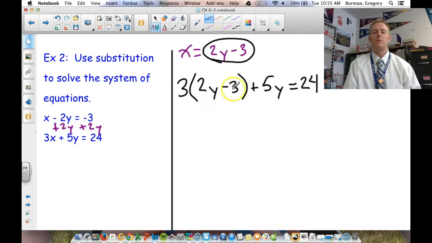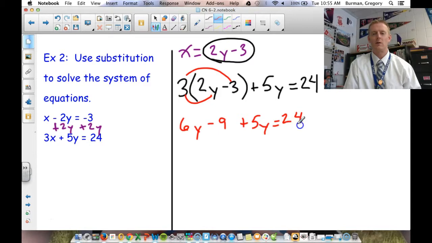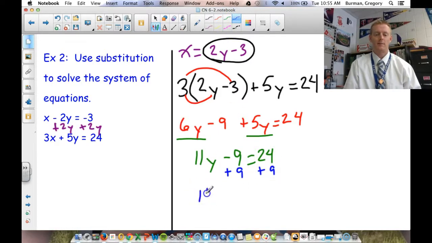Okay? When we do the work here, we have to distribute first, just like we showed you guys yesterday. This becomes 6y minus 9 plus 5y equals 24. And again, we're trying to get all our stuff simplified, so we're going to combine like terms. We now have 11y, because 5y and 6y makes 11y, minus 9 equals 24. To get the y by itself, we're going to add 9 to both sides. Again, you guys rock this out pretty well. 11y is then equal to 33, which tells us that y is equal to 3.